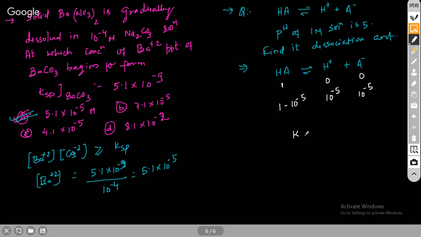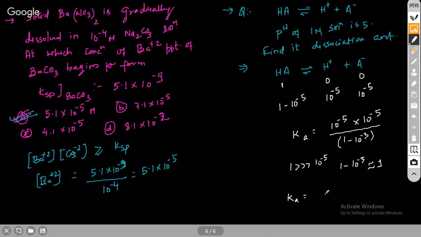So we can write the Ka for this acid equals H plus into A minus, 10 to the power minus 5 into 10 to the power minus 5, divided by 1 minus 10 to the power minus 5. Since 1 is far greater than 10 to the power minus 5, we can neglect 10 to the power minus 5 with respect to 1. This is equal to 1, and hence Ka is equal to 10 to the power minus 10 approximately. How did you get 10 to the power minus 3? What did you do?